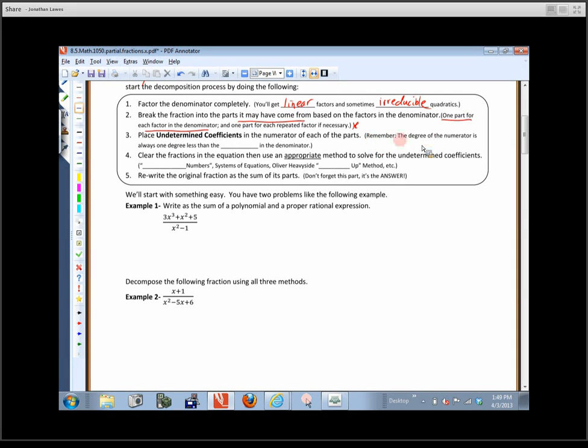And this is the key thing that you want to remember. Something else people forget: the degree of the numerator is 1 degree less than the factor in the denominator. It's not the degree of the denominator that matters. It's the degree of the factor in the denominator that makes the difference. Okay? Then generally speaking, the best way to solve these is to clear the fractions from that equation, using an appropriate method.